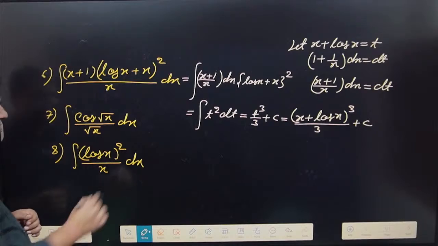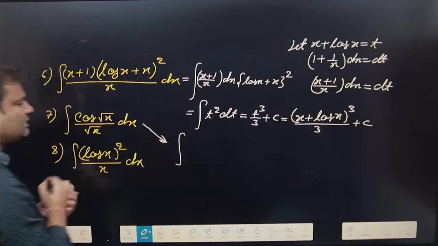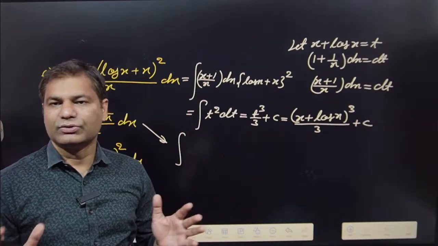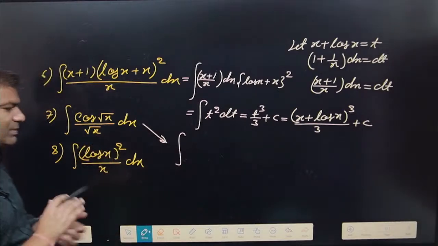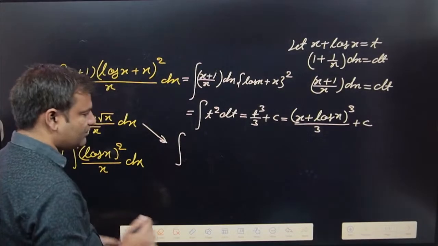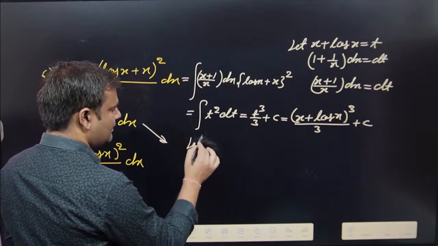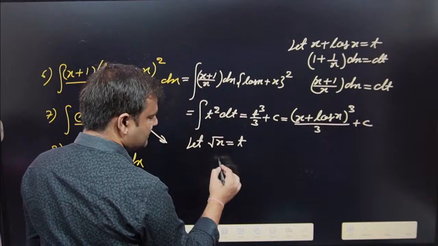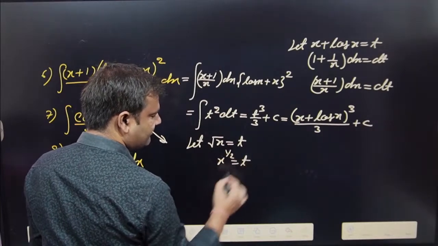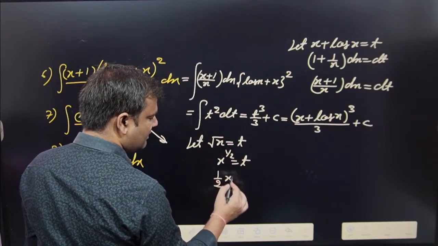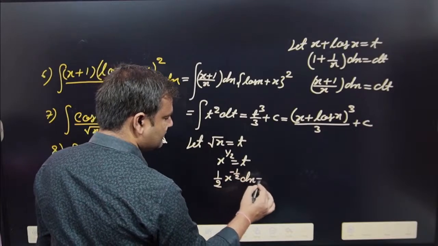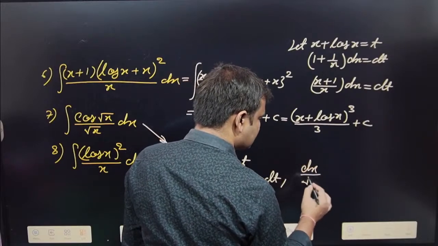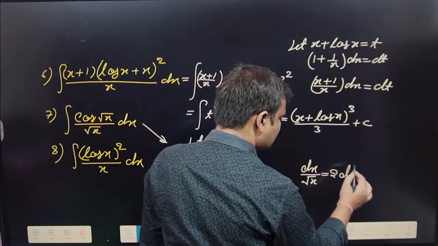Now next problem, integration of cos root x divided by root x. How can we solve this type of problem? Simply, let root x be equal to t, so x to the power 1 by 2 equals t. Differentiating, x to the power minus half dx equals dt. So dx divided by root x equals 2 dt.